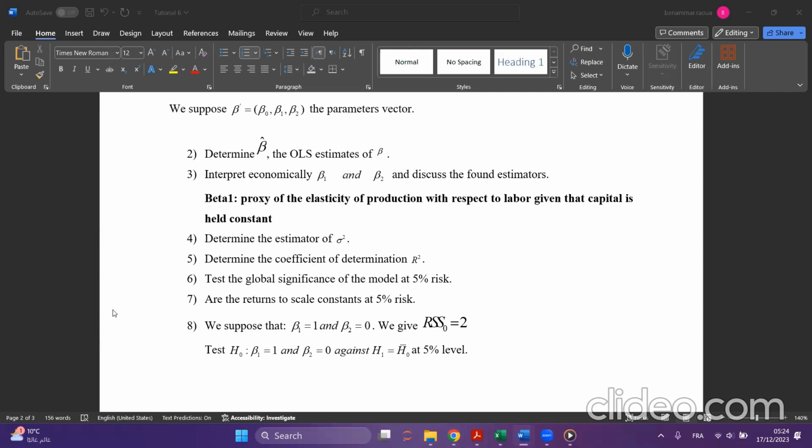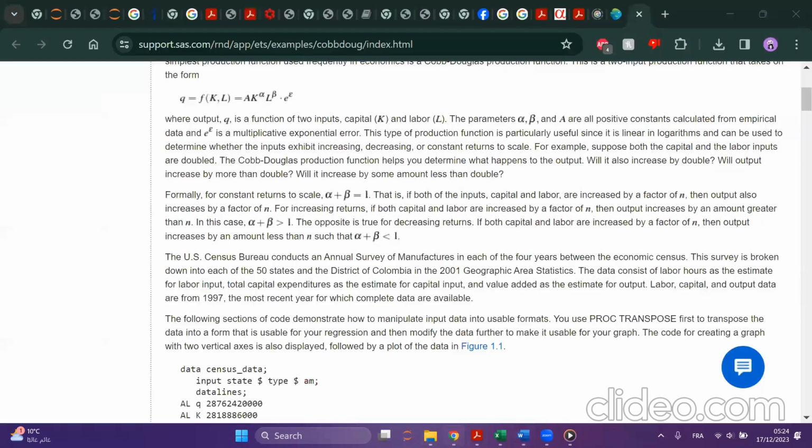So the next question is, are the returns to scale constant at 5% risk? So what does it mean, the returns to scale? I have an article here about it. I will share this with you.